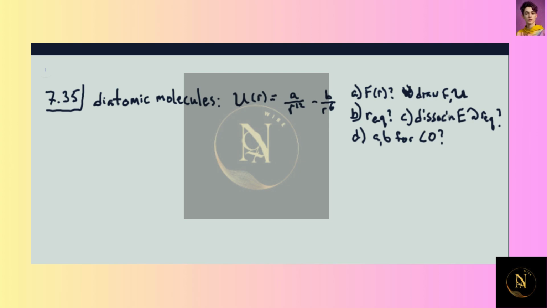Assuming that the molecules are at the separation of our equilibrium, we want to know what the dissociation energy is, which is the energy that must be added to the system in order to get them to be freed from each other. And then we're told some information about carbon monoxide, and we want to find what are the values of A and B for that.